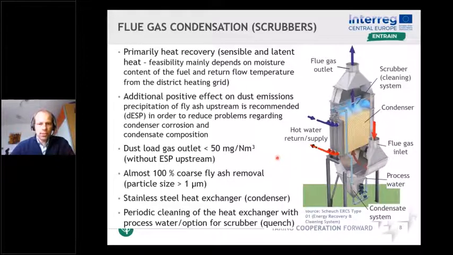It should also be mentioned that due to the wet operation, stainless steel material is needed for the heat exchanger, the condenser here, and periodic cleaning of the heat exchanger is done with process water. You can see here, this is also giving an option to use this as a flue gas scrubber if it is operated continuously.